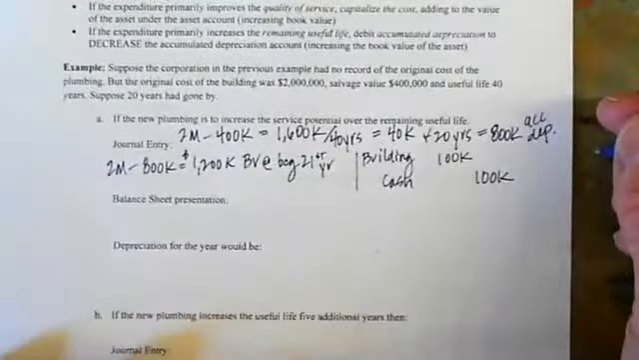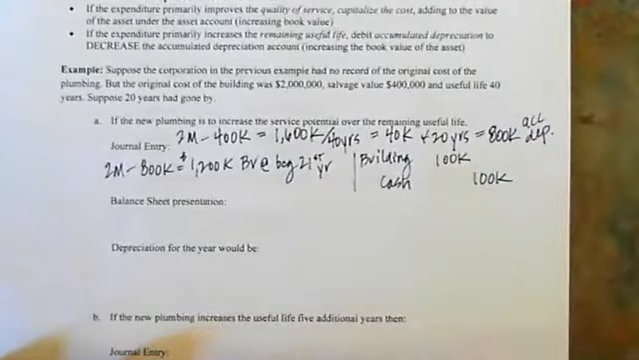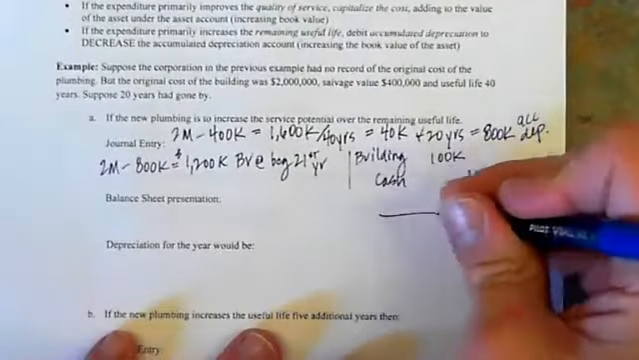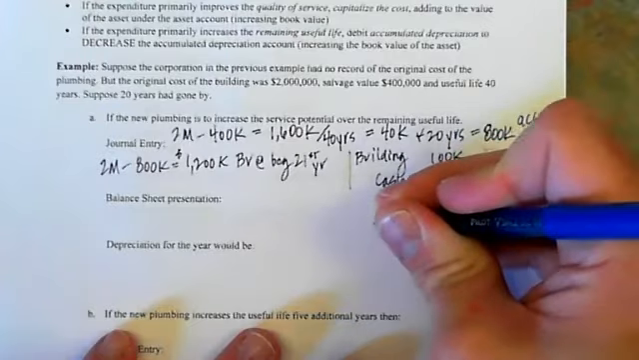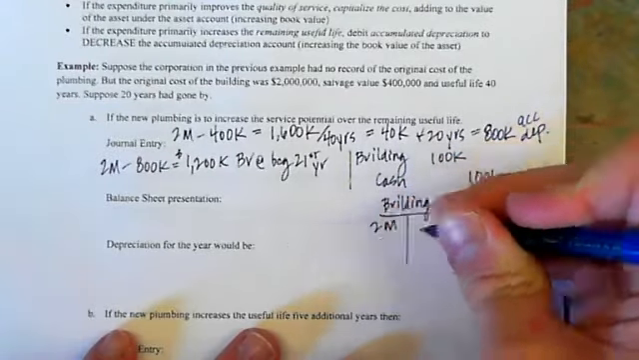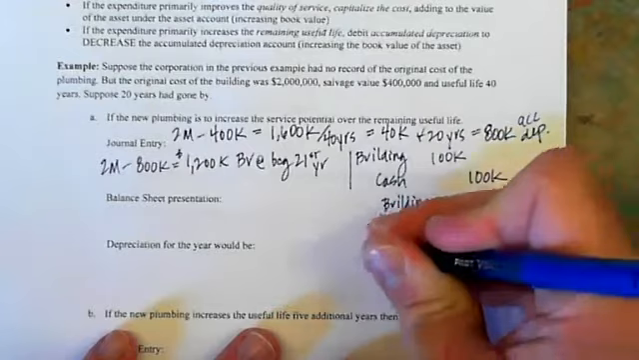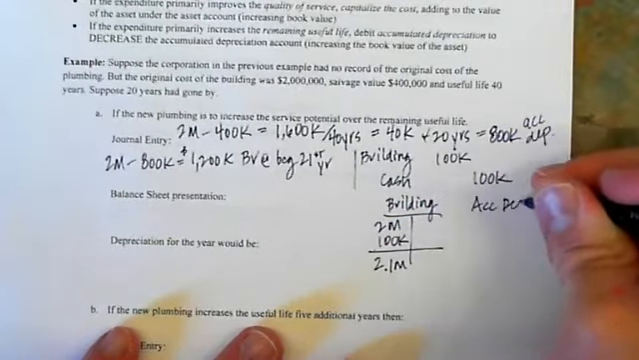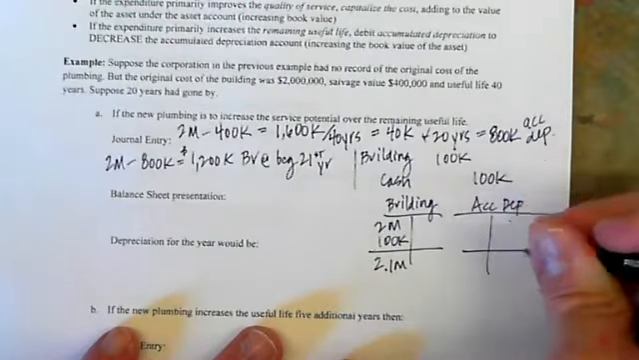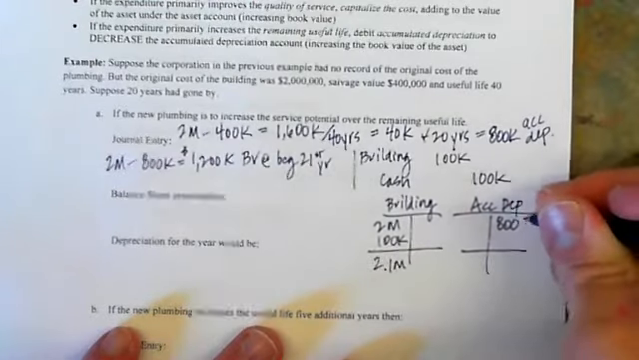Well, at that point then, we would have the building account. It would have been at 2 million. I added 100,000 to it, so now it's at 2.1 million. The accumulated depreciation account started the year at 800,000.